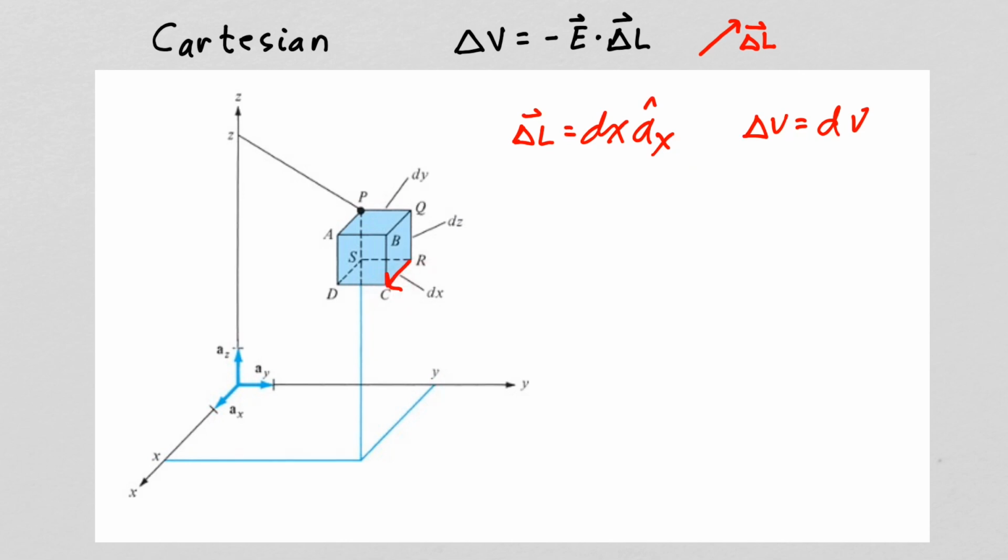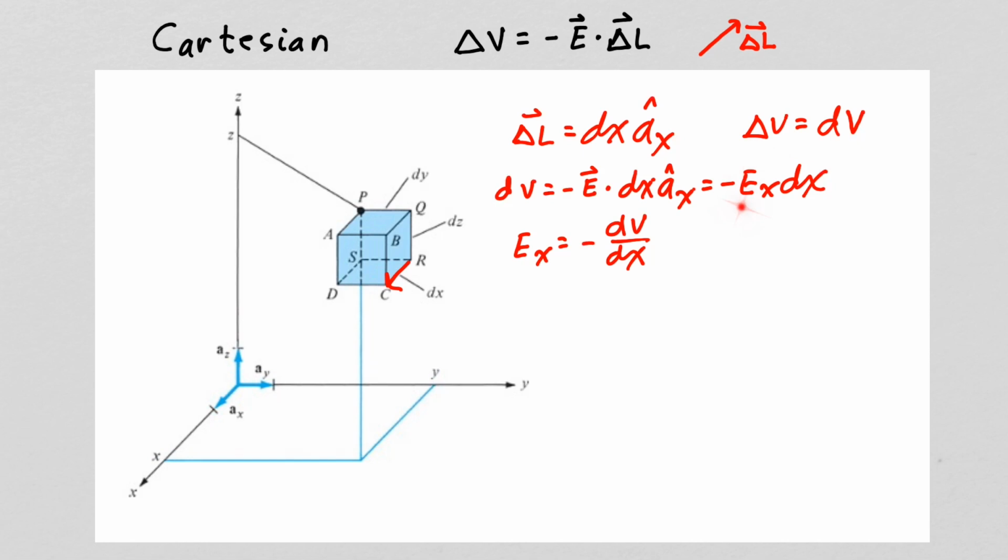Let's substitute for delta L and delta V. We have the dot product between the electric field intensity and a unit vector in the x direction, which will just give us the x component of the electric field intensity. We can solve for E sub x and find that it is equal to minus dV dx. We now adjust the probe to be of length dy in the y direction. The drop across it is dV.